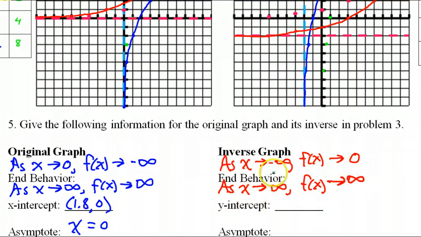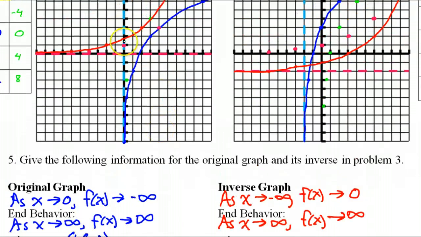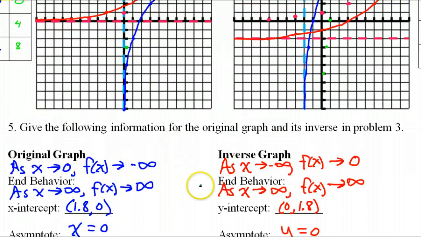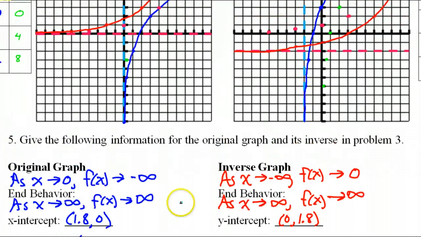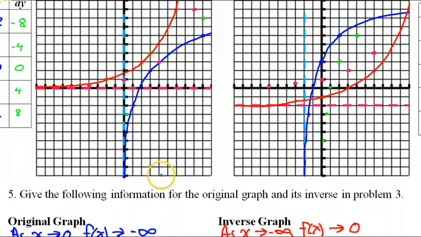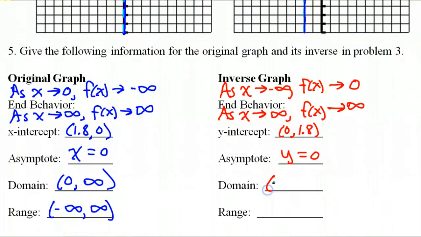All right, the y-intercept. Well, the y-intercept is right here. It looks like about 1.8. So that's 0 comma 1.8. The asymptote, of course, is y equals 0, the horizontal line y equals 0. The domain, looking at the red, left to right is the domain. Well, it goes left forever and right forever. So that's negative infinity to positive infinity.